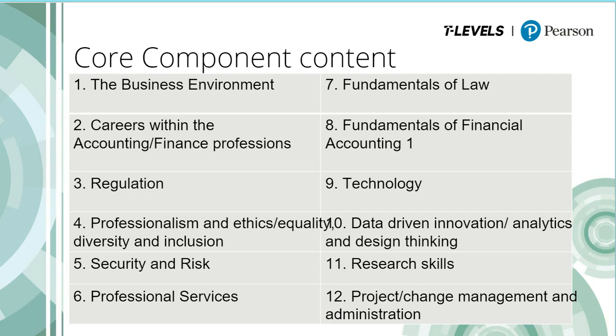Okay, so there are actually 13 core content areas or elements in the T level for accounting. And in the finance T level, there's actually 14 core content areas. And don't worry, I haven't forgotten the other 13 and 14. They're on the following slide and are there for a reason. So we'll come to those in a moment.